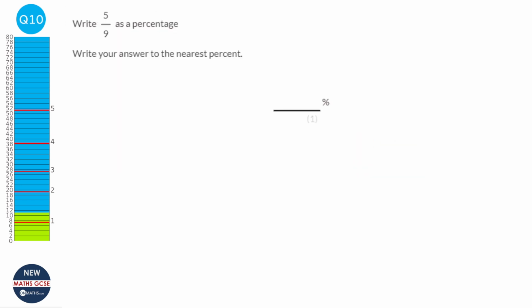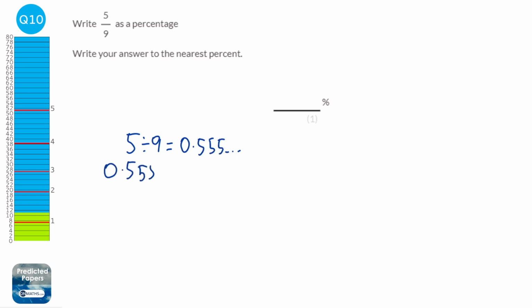So we're going to start by writing 5/9 as a decimal. To do that, we just need to do 5 divided by 9, which will be 0.5 recurring. To convert between a decimal and a percentage, we just times by 100. So we're going to get 0.5 recurring, times it by 100, and that will equal 55.555 recurring. To the nearest percent, that's going to be 56, because that 5 will move that 5 up by 1.